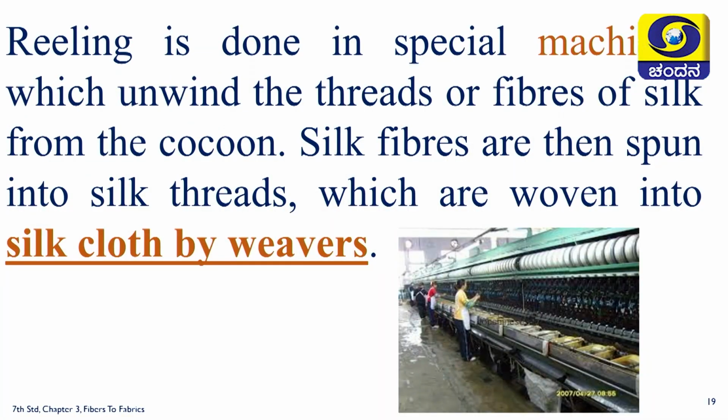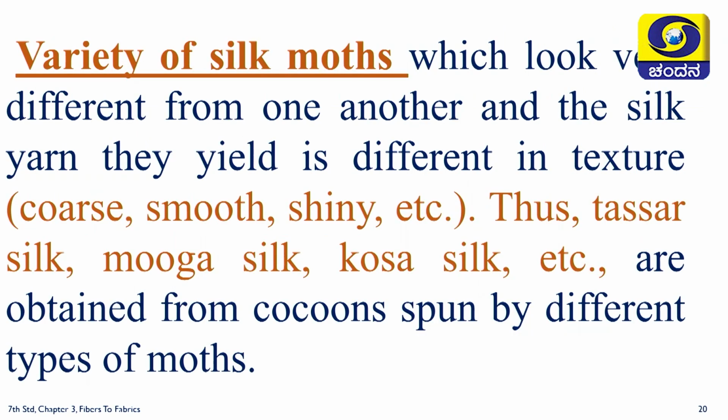Fine. That is why I said reeling is done in special machines, because these are all large scale industrial production of silk. When it comes to a small scale industry, obviously the farmers can manage with labourers, but when it comes to large scale production, they have to take the help of machines.